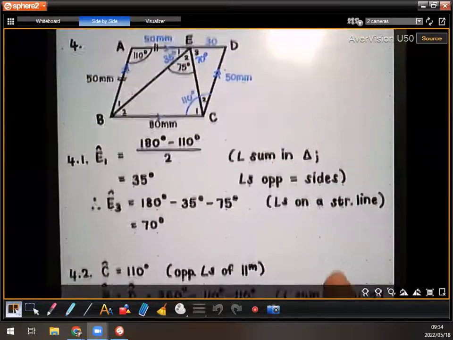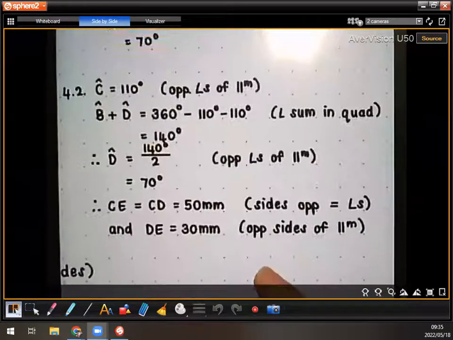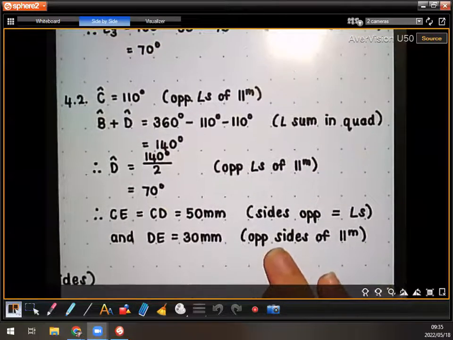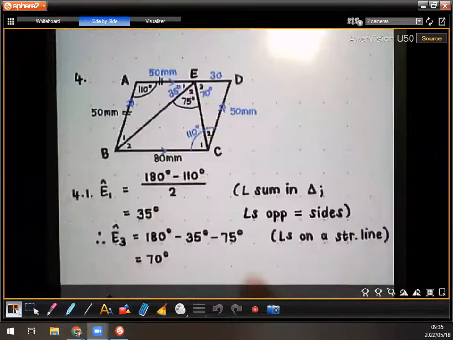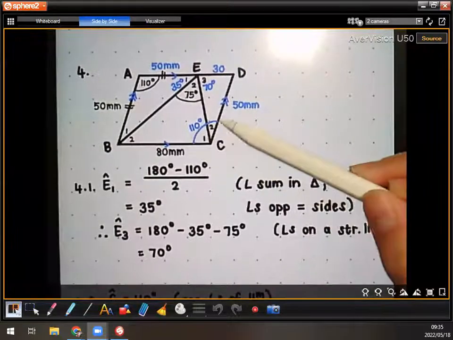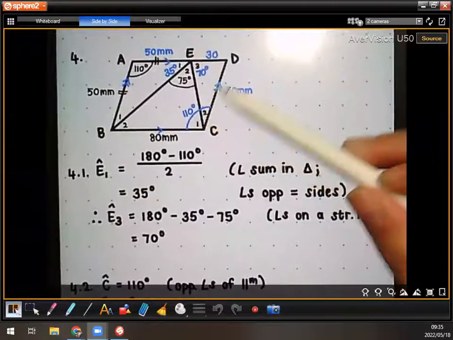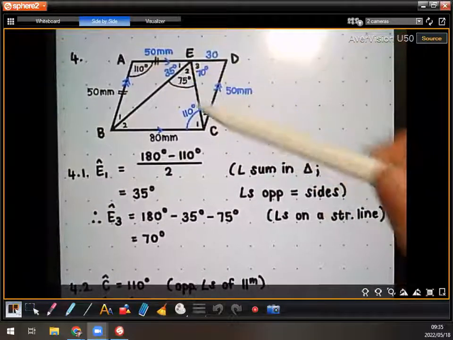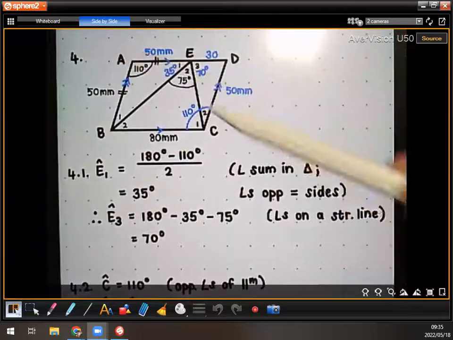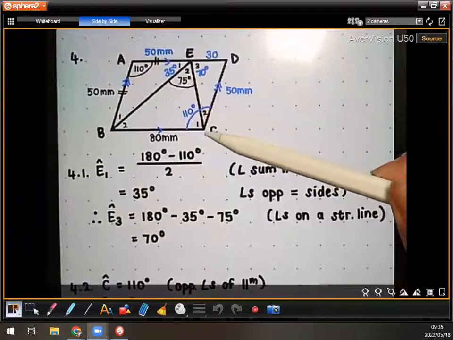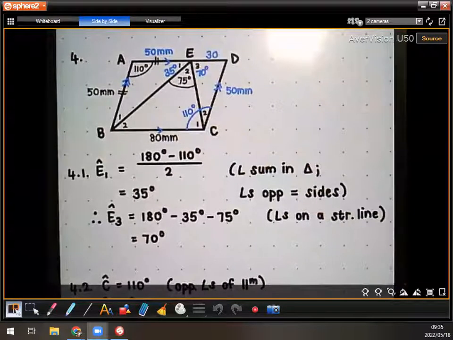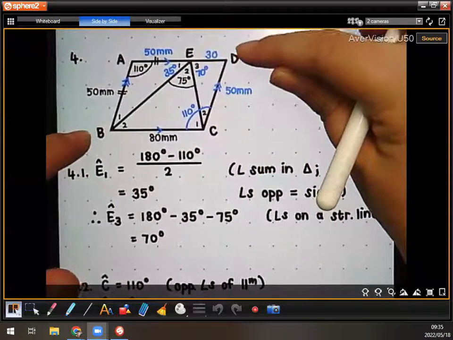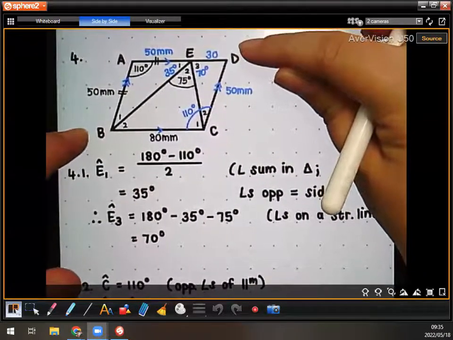I can't remember now how exactly I got to that. C equals 110. Then I used angle sum in a quad, and then I used opposite angles of a parallelogram. Are we fine with this angle being 110 degrees? Because it's the opposite angle to A, and we know that the opposite angles of a parallelogram must be equal. So C is 110. Then I decided that B and D have to be equal to each other as well, because it is a parallelogram.